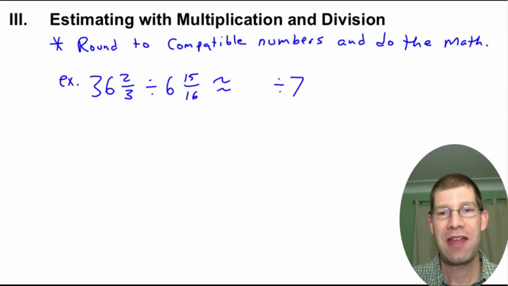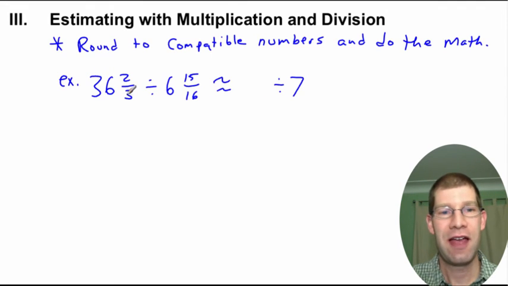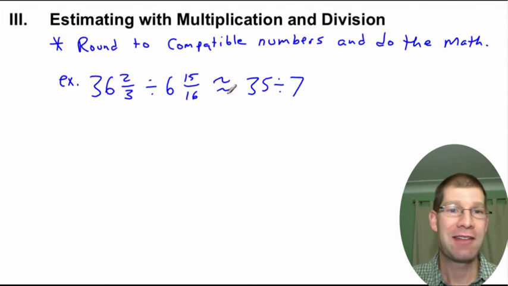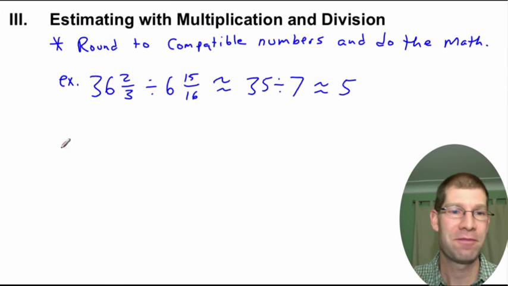And if I start with that number, and now look over here at this one, is 36 2/3 close to something that I could divide by 7 nicely? And it is. That 35 divided by 7, we can do that in our head pretty easily. And 36 2/3 is really pretty close to 35 in the grand scheme of things. So 35 divided by 7 gives me 5. So the approximate answer there would be 5.